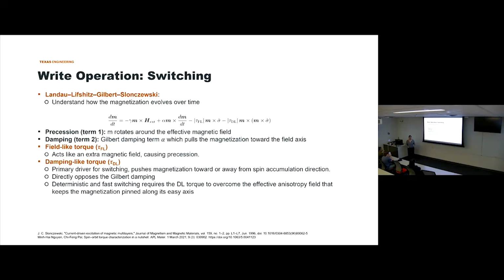This pushes the magnetization toward or away from the spin accumulated direction. And it directly opposes Gilbert damping. Deterministic and fast switching requires the damping-like torque to overcome the effective anisotropy field that keeps the magnetization pinned along the easy axis.